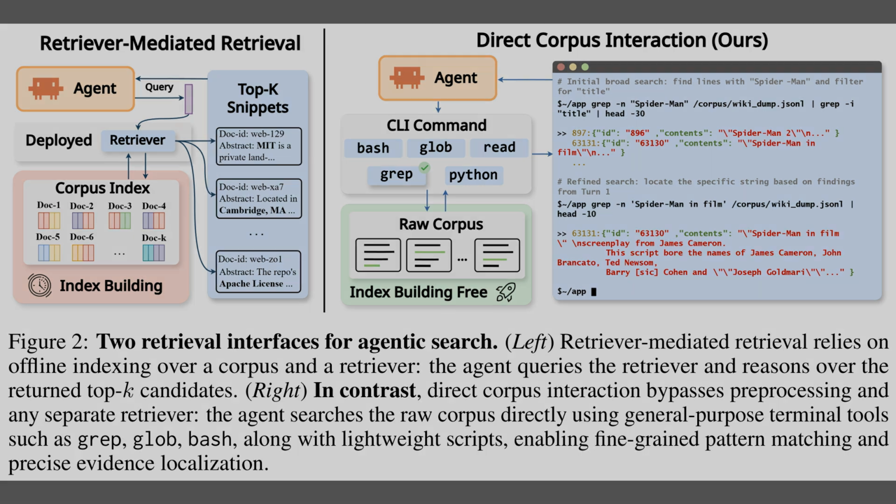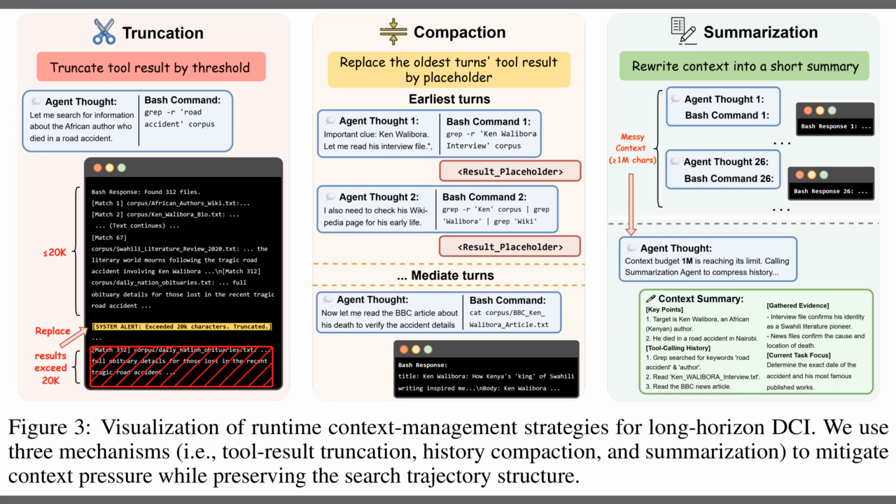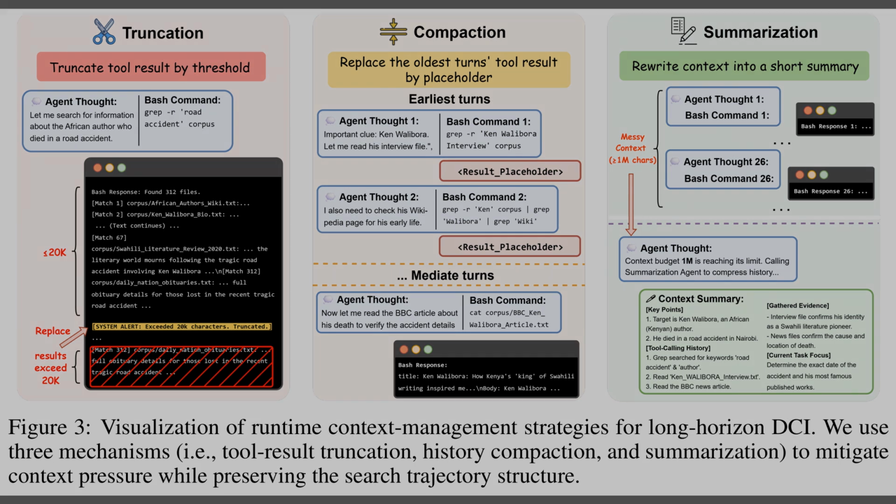When an agent directly searches a raw corpus, terminal outputs accumulate quickly, which can easily overwhelm its memory or context window. Figure 3 illustrates 3 strategies to manage this. On the left, truncation acts as a simple hard limit, capping individual search results to a set length. In the middle, compaction replaces the text of older searches with a short placeholder. Finally, on the right, summarization uses the model to compress messy, older steps into a concise summary.